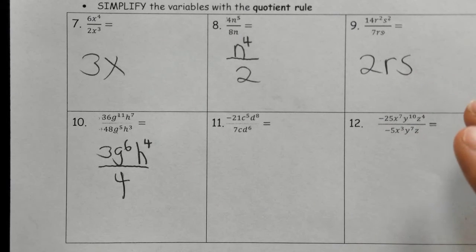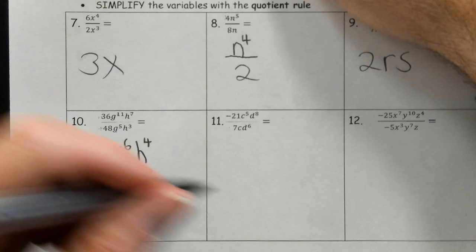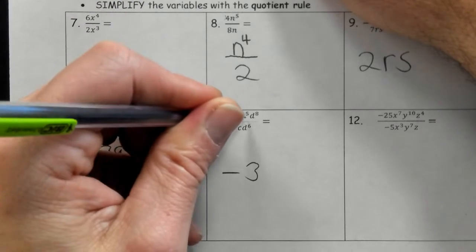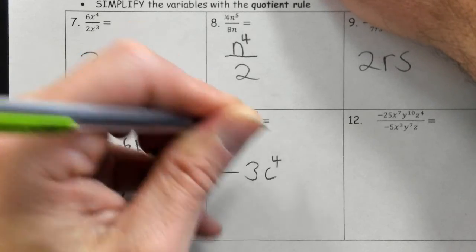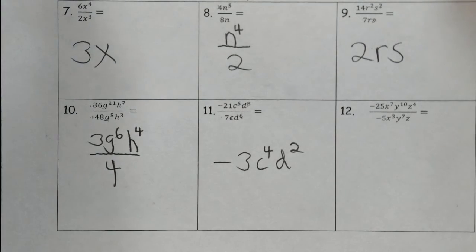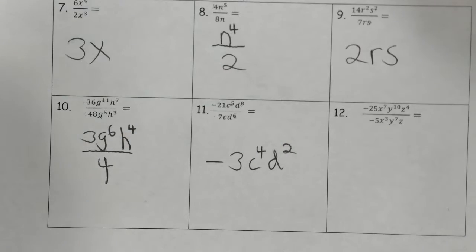All right, let's take a look at number 11 here now. And in number 11, once again, I've got to take into consideration the coefficients. First, I have a negative divided by a positive. All right, so what that tells me is my answer is going to be negative. And 21 divided by 7 is 3. All right, and then 5 minus 1 is c to the 4th. And 8 minus 6 is d squared. So remember, you're subtracting the exponents of the letters with the same base. So subtract 5 minus 1 to get 4th power, 8 minus 6 to get to the 2nd power for the d's.